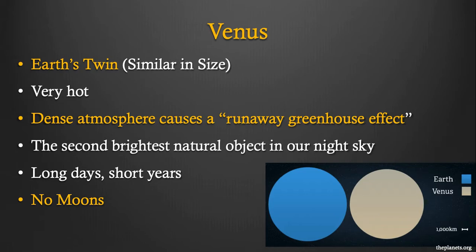Venus, the next planet out from the Sun, is considered Earth's twin. They are similar in size. Venus is very hot because it has a dense atmosphere which causes a runaway greenhouse effect. Venus is the second brightest natural object in our night sky. Venus has long days and short years, and it also has no moons.